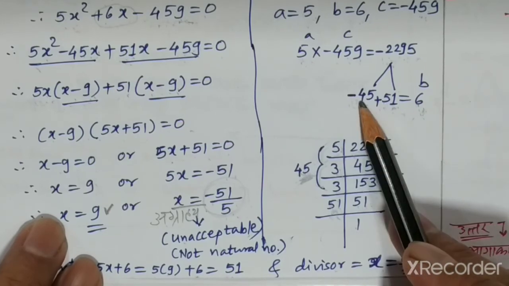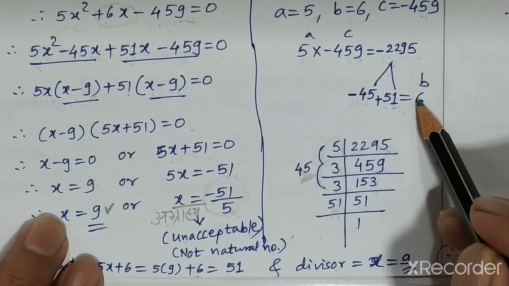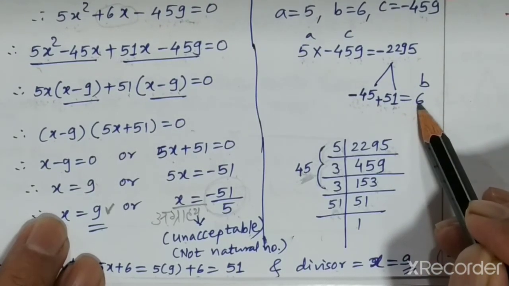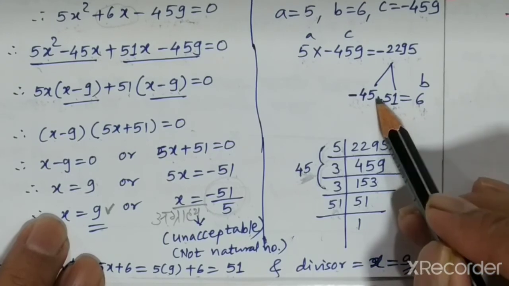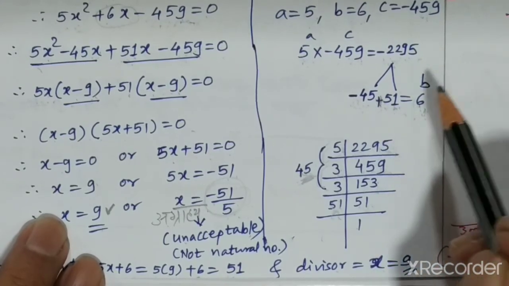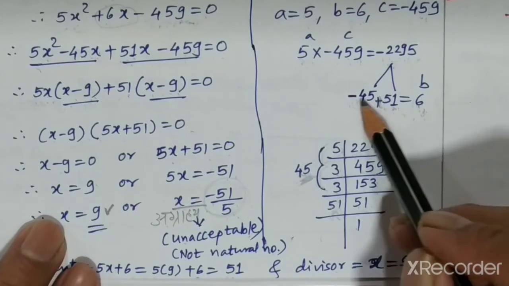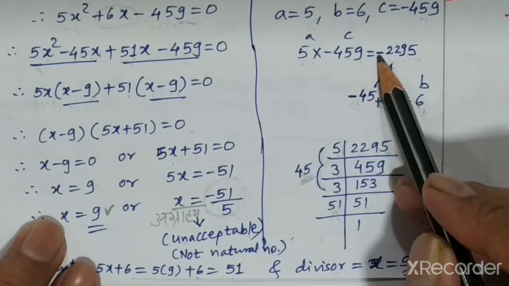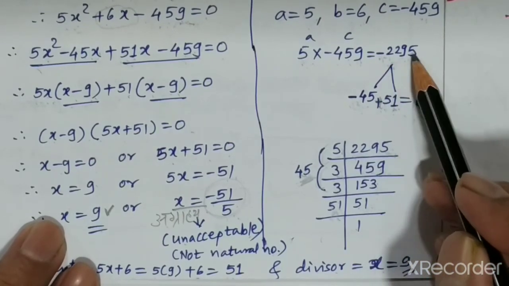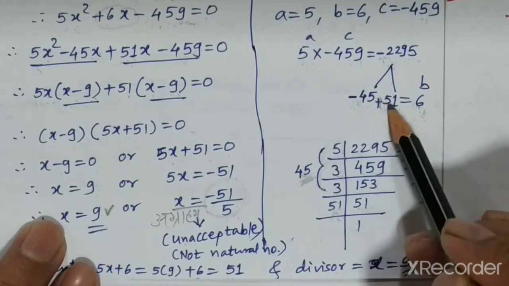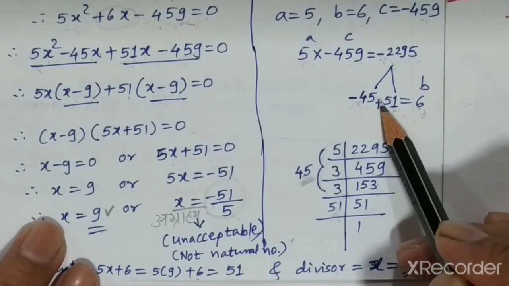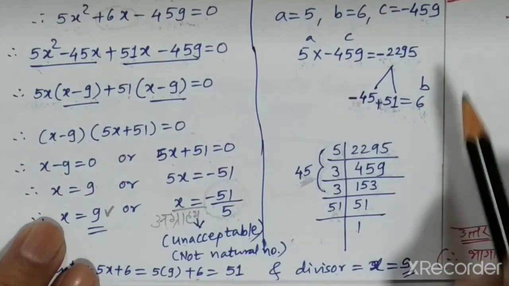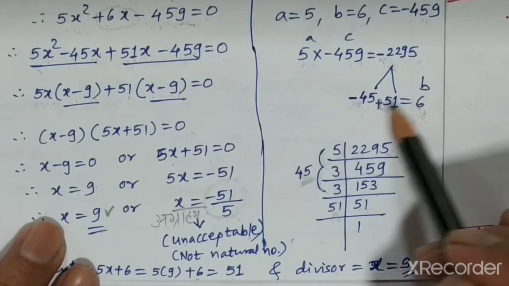So 51 and 45. Now decide the signs. Give the sign of B to the big number. So big is 51, and B is 6, so the sign is plus here. So the big number has a positive sign. So 51 is plus. Now we have to decide the sign of the small number. Whenever the product is negative, here negative 2295, the signs will be different for the factors. So here plus 51 is already decided, so this number will be minus, so we get the different signs here.